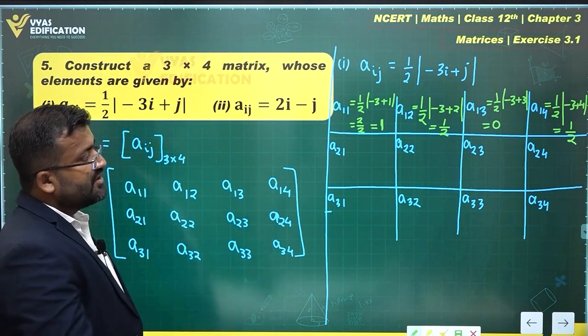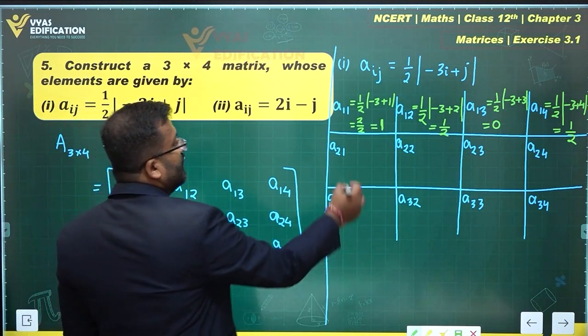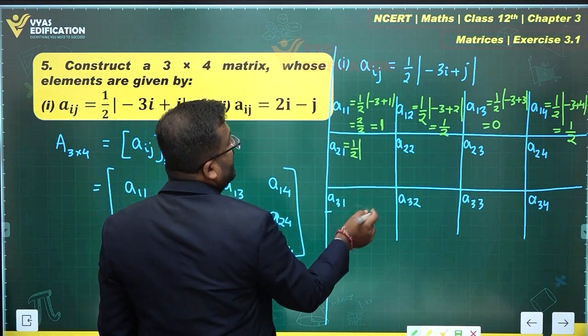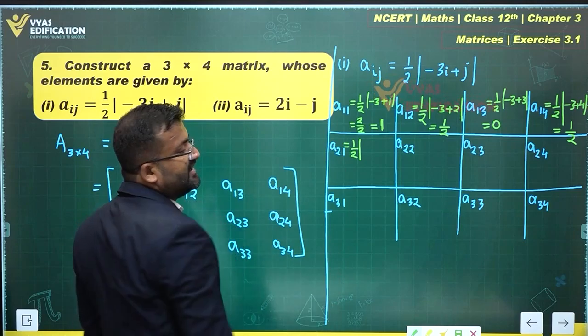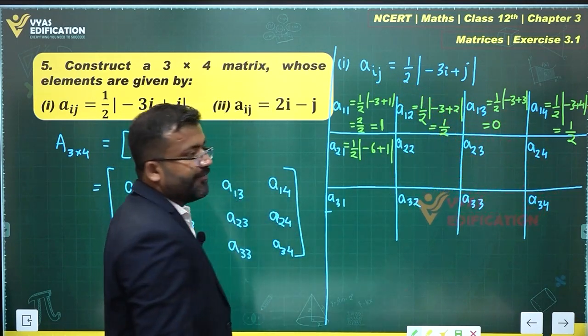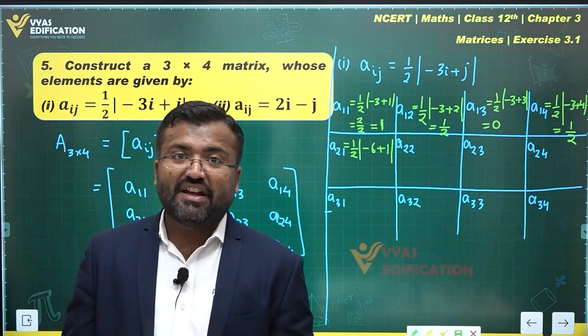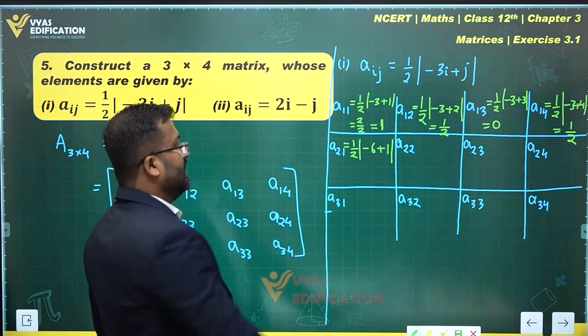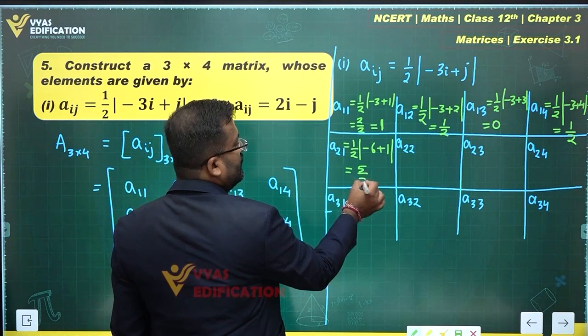What about the second row? Let's solve for the second row. What do we have over here is half, modulus of minus 3i. This is minus 3 times 2, which is minus 6, plus 1. Minus 6 plus 1 is minus 5. The modulus is 5. This is 5 by 2.